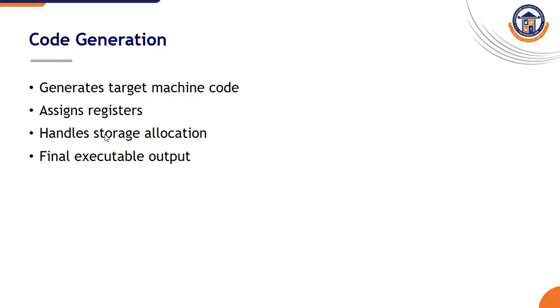The next phase of the compiler is code generation. It generates the target machine code. So while generating the target machine code, it assigns registers to the identifiers and variables. It handles storage allocation also, allocating memory locations to the variables. And finally, it produces executable output code.